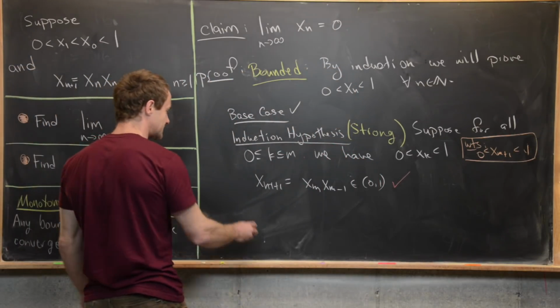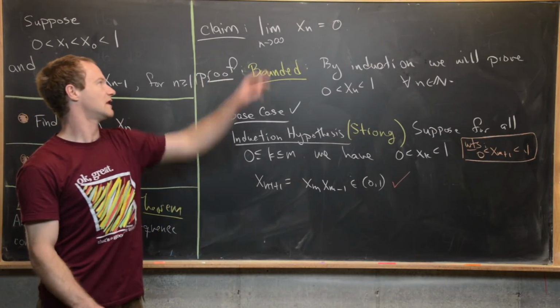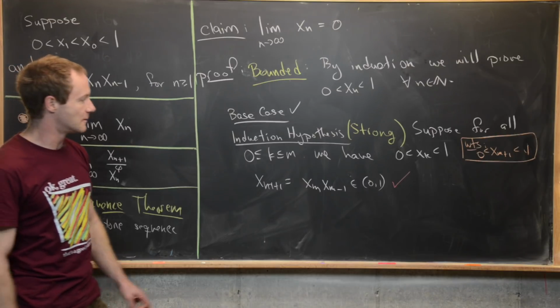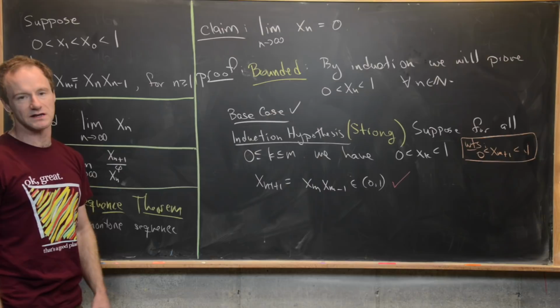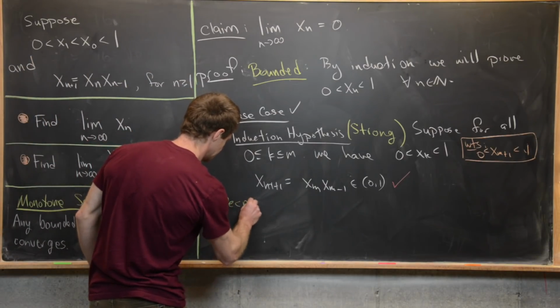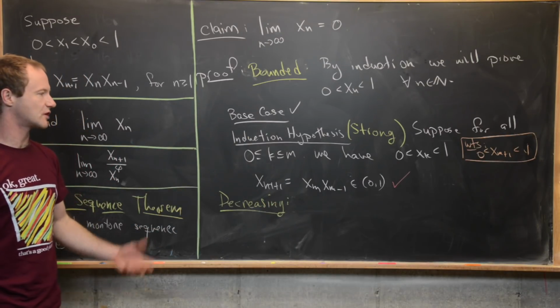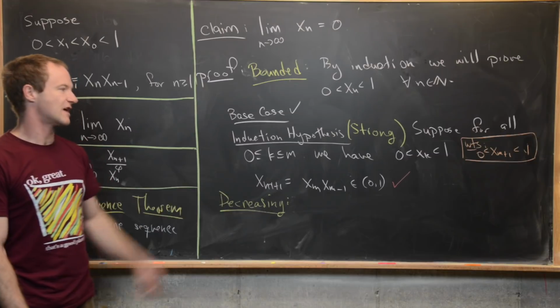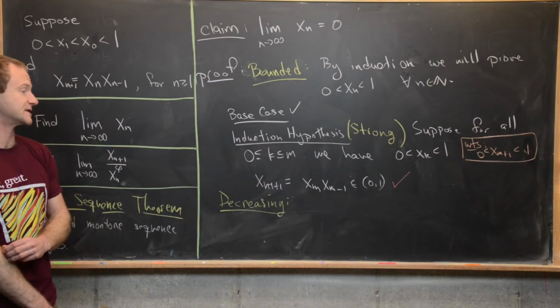Okay, now let's go ahead and show that this is monotone. Since we've made our claim that this limit is 0 and it's bounded below by 0, really we want this thing to be monotonically decreasing. And so that's exactly what we'll show. So, decreasing. Now we can do this just with straightforward calculation built off of the fact that we have this bound for all of our values from the sequence.